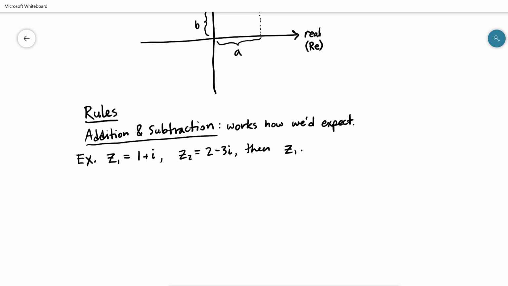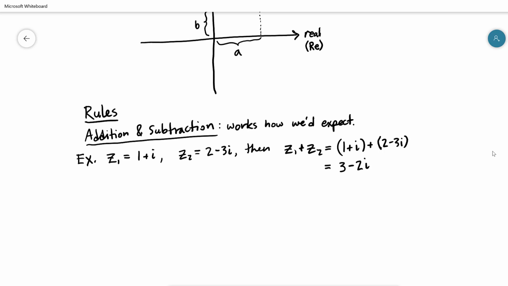Then z1 plus z2 is going to be equal to 1 plus i plus 2 minus 3i. And you add them piece by piece. So I would add the real numbers together. The 1 from this one and the 2 from this one add together and give me a 3. So 1 plus 2. And the imaginary parts, we have a 1i here, and I'm adding a negative 3i. So 1 minus 3 is going to be minus 2i. That's how we would add those together.